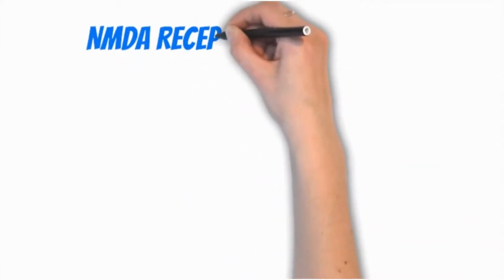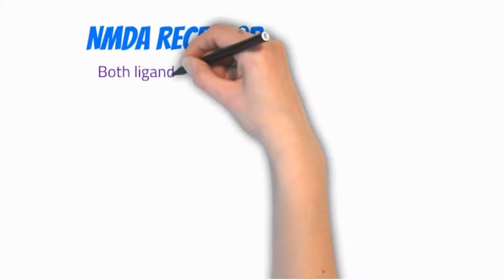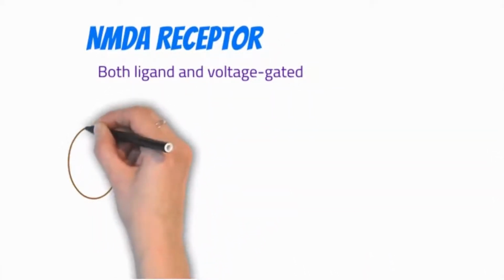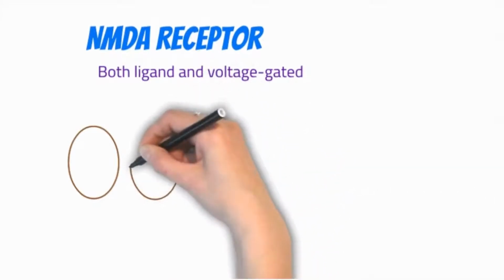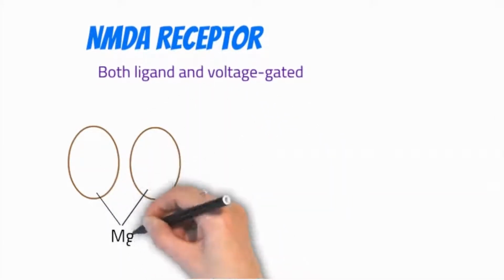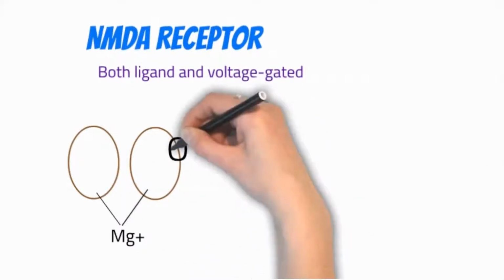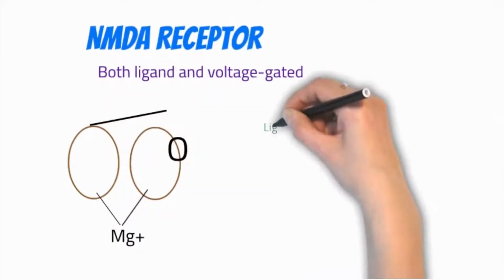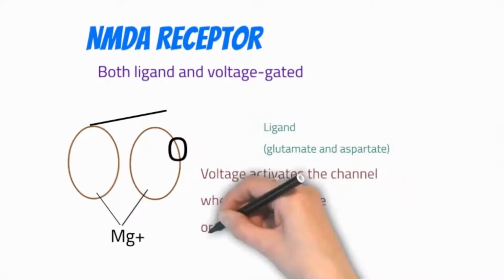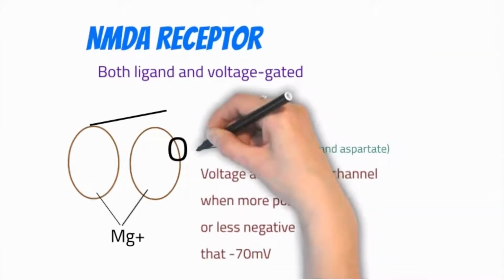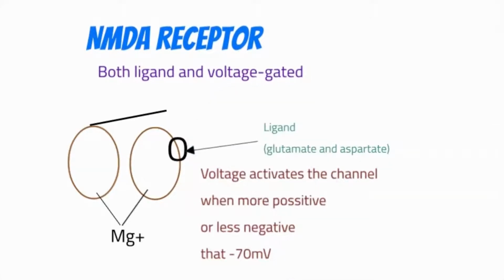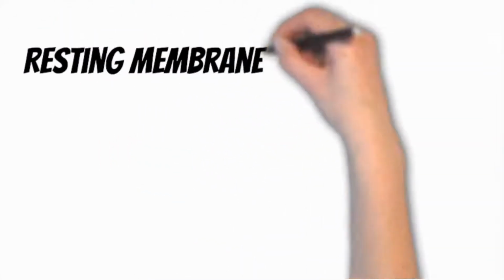It is the NMDA receptor, which is both a voltage and a ligand-gated channel. The channel is blocked by magnesium, but when the membrane potential becomes less negative than -70 mV, the magnesium block is removed, exhibiting voltage-gated channel characteristics. The NMDA receptor also exhibits ligand-gated channel characteristics. Glutamate and aspartate are the ligands required to open the channel once the membrane potential becomes less negative.